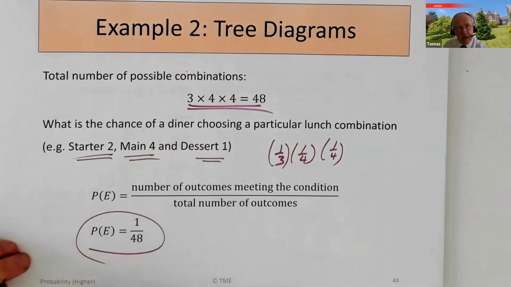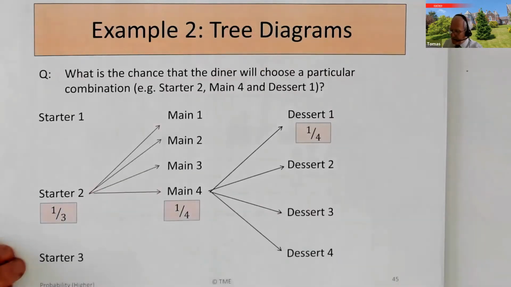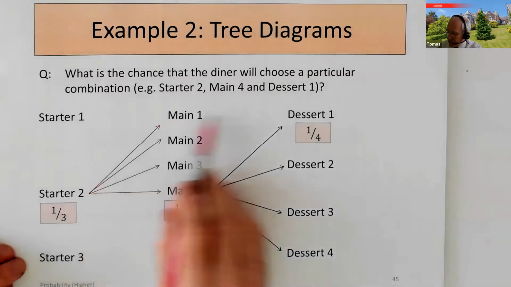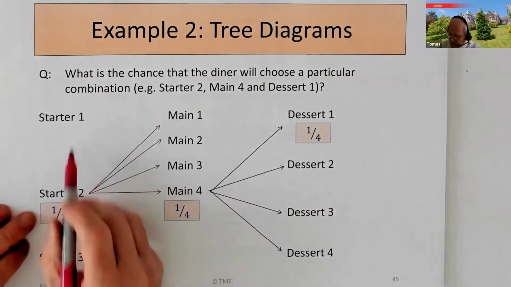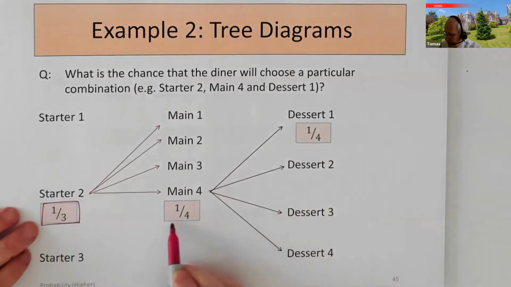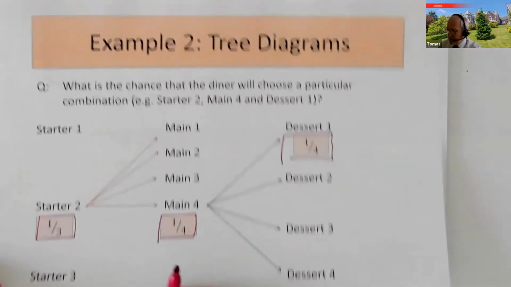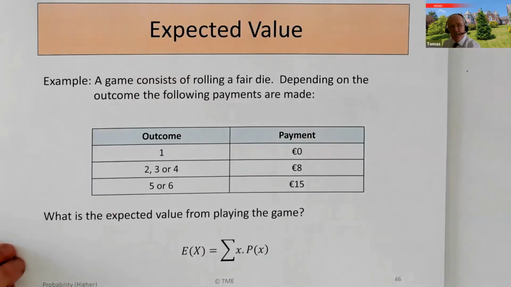And again, we're looking at a simple tree in that they're independent. I can choose any main after any starter. So what is the chance? I can see here that the choice of starter 2, a third, choice of main 4, a quarter, choice of dessert 1, a quarter, and that's how it's done. So that's another topic that you can get asked.